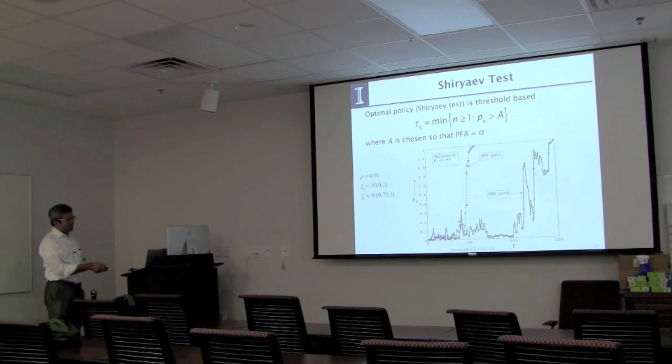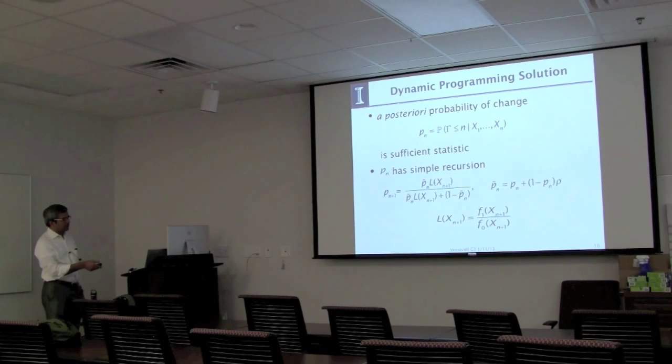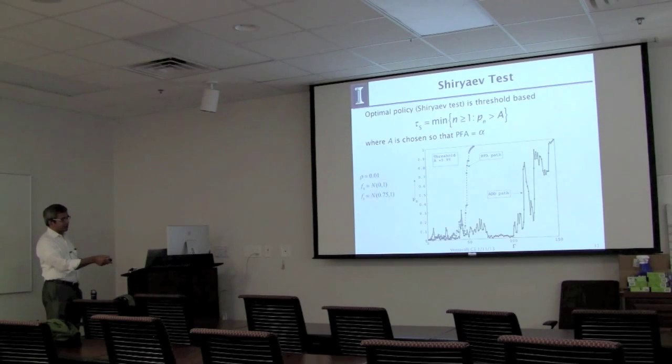So basically, before the change, it'll tend to hover around 0, the way the statistic operates, and it's because the likelihood ratio here is going to be small before the change, right? And then it's going to be large, bigger than 1, after the change. And so this posterior probability will stay around 0 before the change, and after the change it starts to take off.